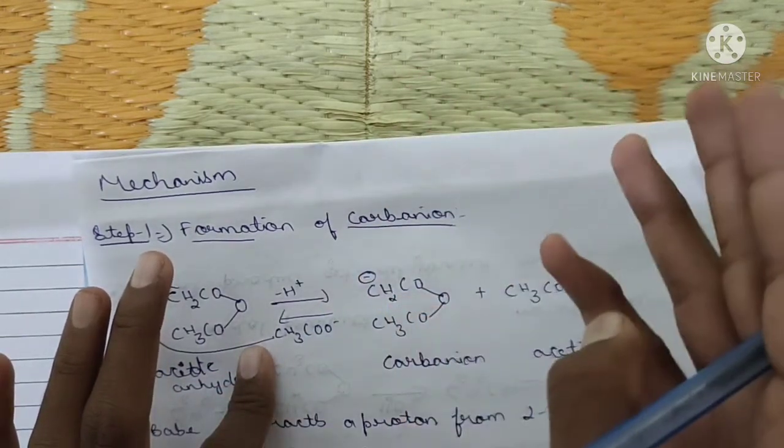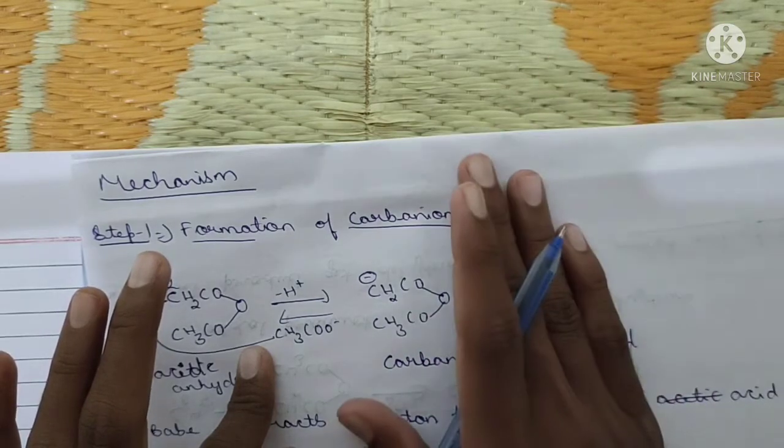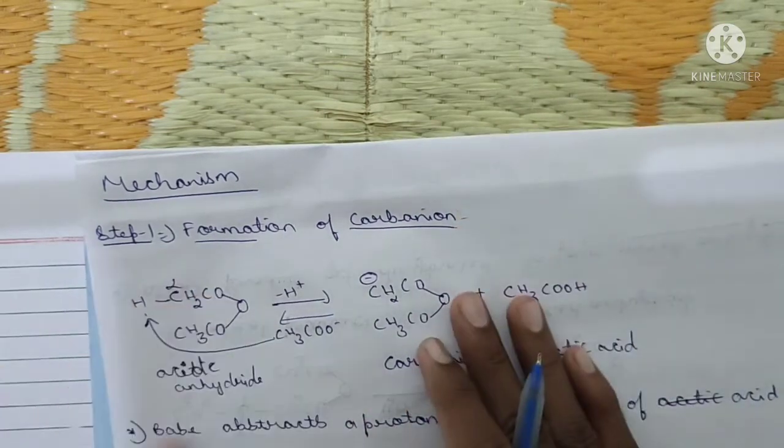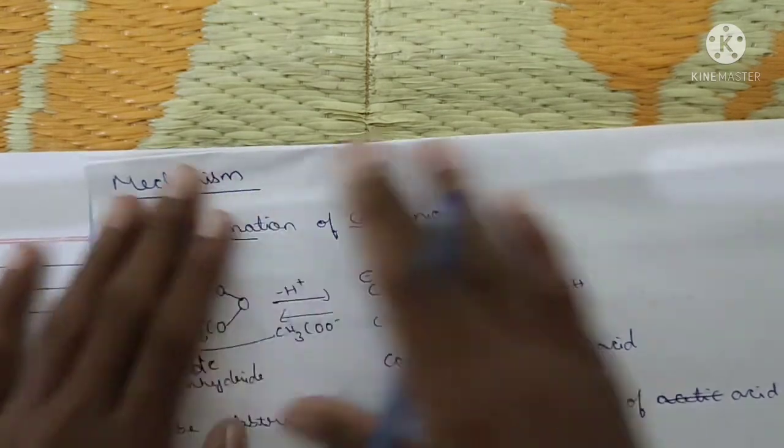Only E1 and E2 reactions, SN1 and SN2, these two reactions are remaining. That also we will cover in further videos. So let's begin the mechanism.